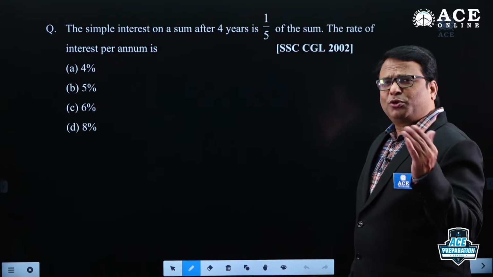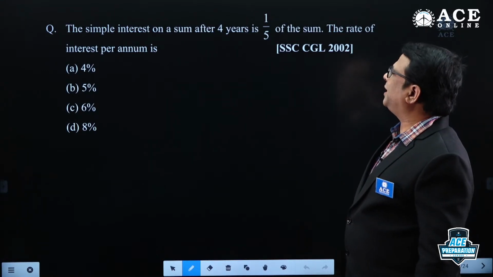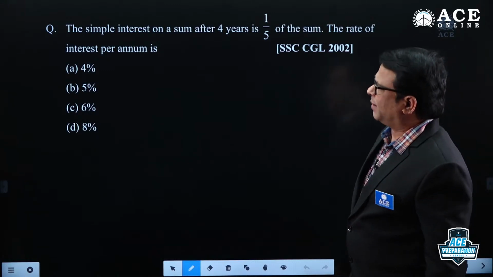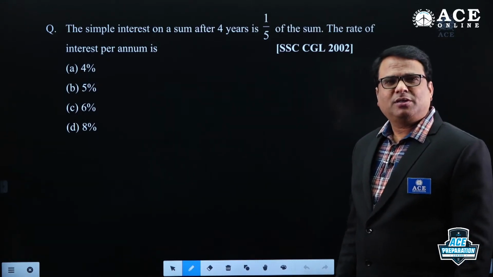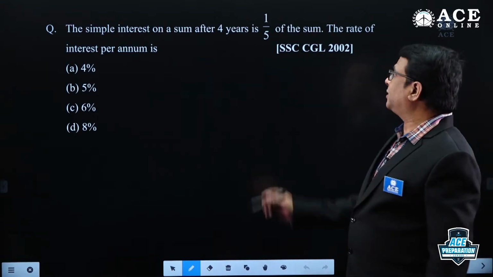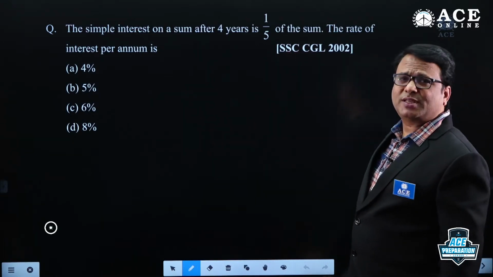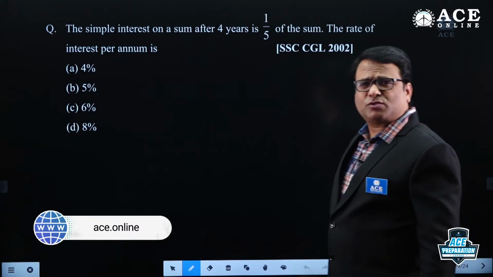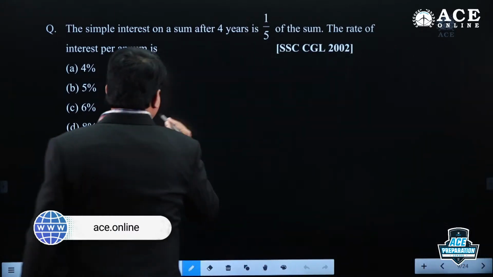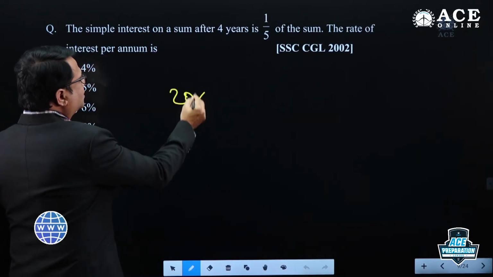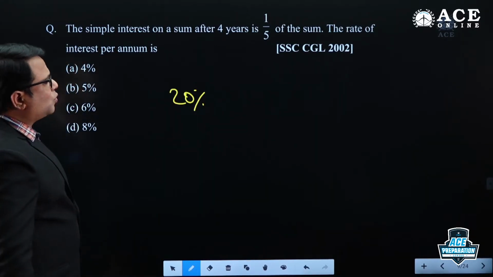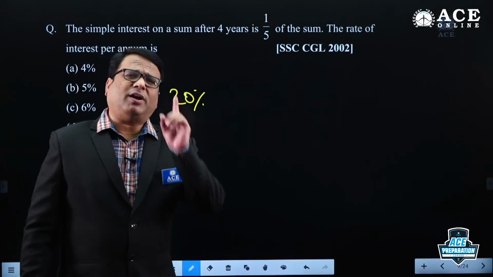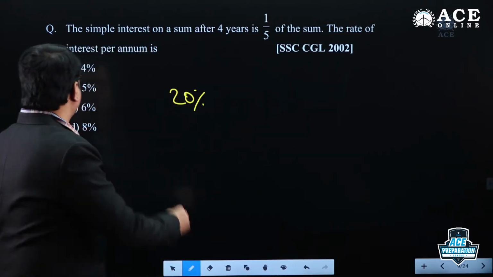This is almost on the same lines. The simple interest on a sum after 4 years is 1/5 of the sum. What is the rate of interest? So for 4 years, simple interest is how much? 1/5 of the sum. Now I don't do it by the traditional style. When interest is 1/5, if you convert 1/5 into percentage, it is 20%. So for 4 years, you are getting 20%. So for 4 years, if you get 20%, for 1 year you get 5%. So the answer is 5%.